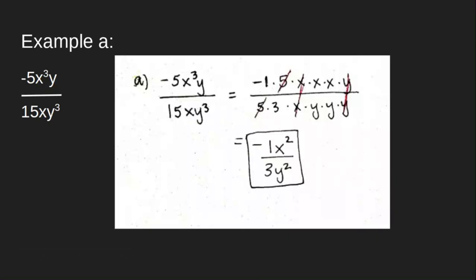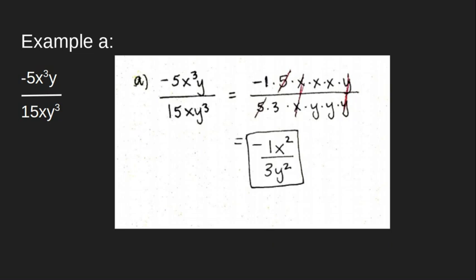Well, a rational expression is just a fractional expression involving numbers, letters, usually some exponents, and even some terms that can be factored. So for example, if I take negative 5x to the third y over 15x y to the third, the first thing I should do is a prime factorization.